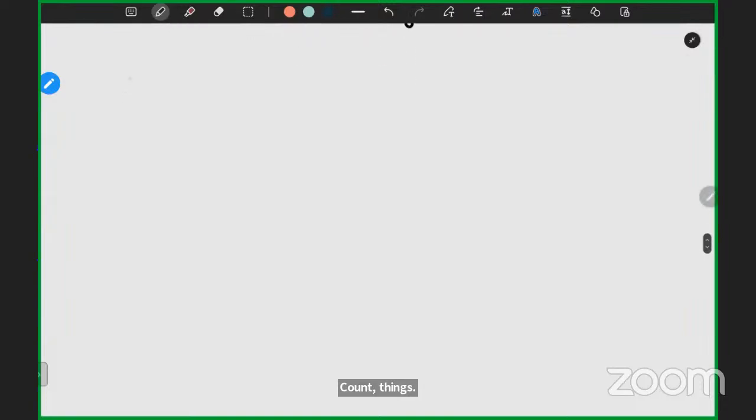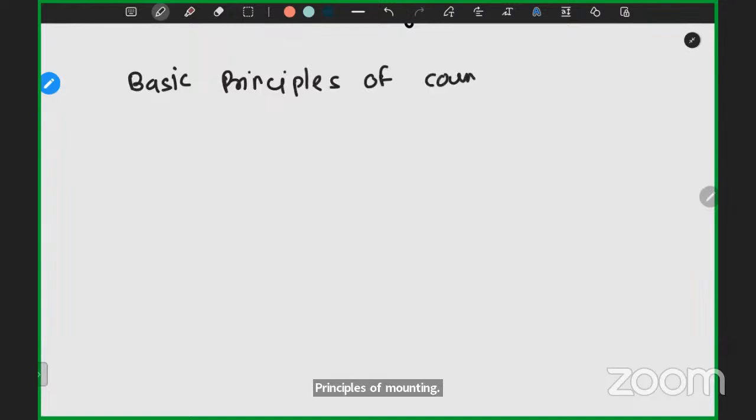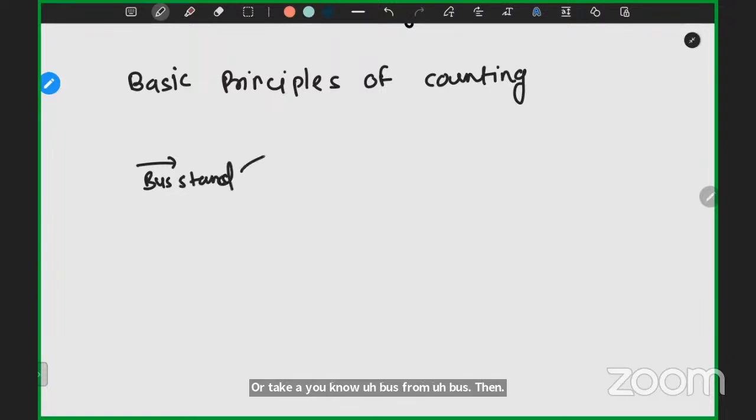So let's start. We'll go with the basic principles of counting. Now let's say you want to take a bus from a bus stand. So the bus stand is there, and you want to take a bus.